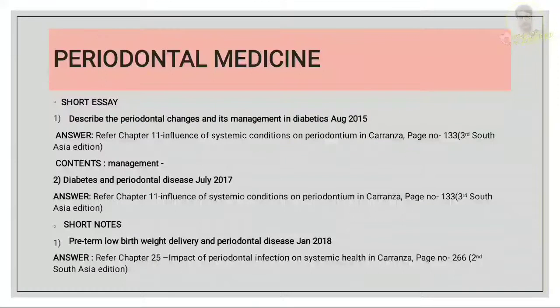Along with this, you can add the complications seen in the dental chair. While doing a procedure, the most commonly seen complication in a diabetic patient is hypoglycemia, or decreased blood glucose. For that, we can write the treatment aspect. That is, we can give the patient about 4 teaspoons of sugar or some fruit juice. In case the patient is unconscious, you can give 25 ml of 50% dextrose or 1 milligram of glucagon intravenously.